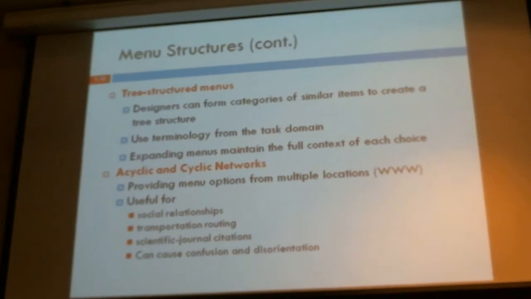So again, these network structures aren't things that you'd probably want to use for a mobile app or an application on the desktop. But again, we see this very much on the web. And even on the web, we can sometimes get lost because we go down the rabbit hole, right?